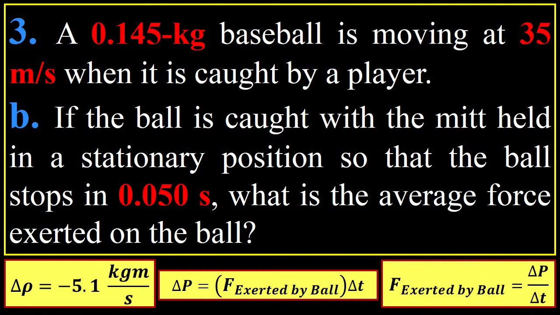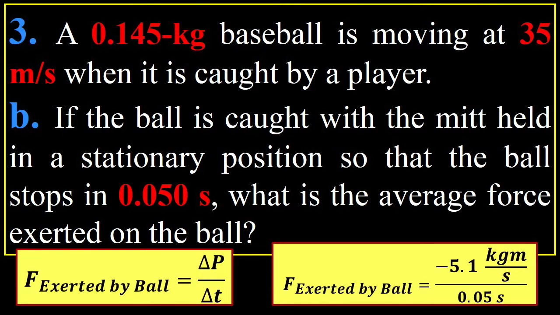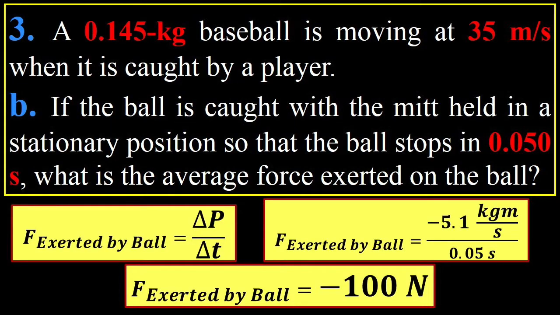So it's going to be the change in momentum, which is negative 5.1, divided by 0.05 seconds, and the answer will be a negative force. Now calculate that, and you'll see that it's going to be about 100-ish, 100 newtons. And that's exactly 100, because 5 divided by 5 is 1, and then you move it over 2 places to the right, and you get 100. So it'll be negative 100.